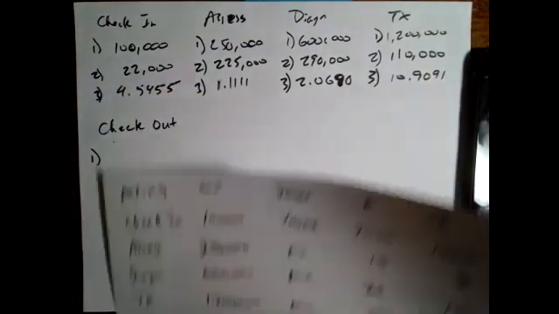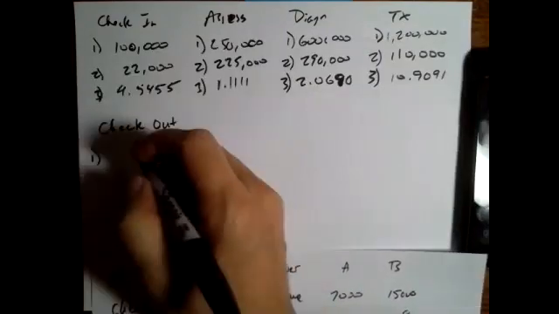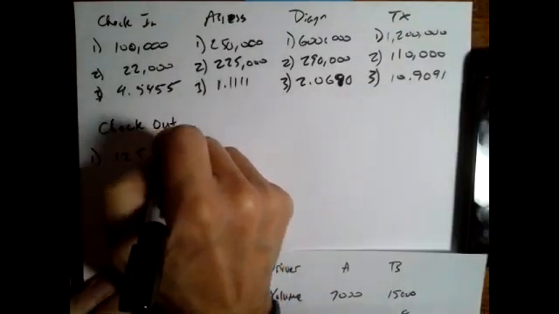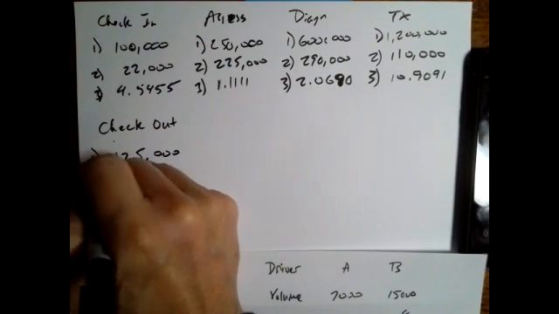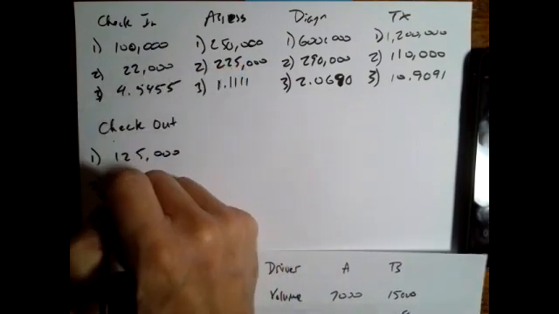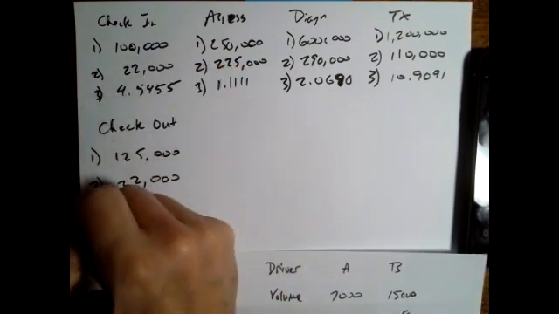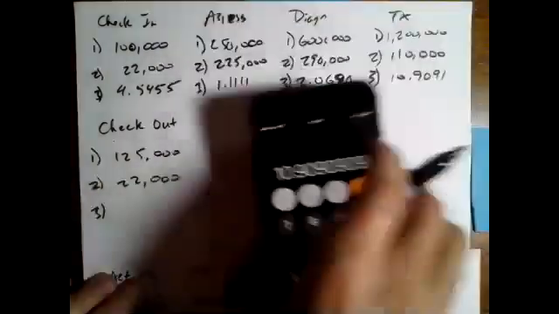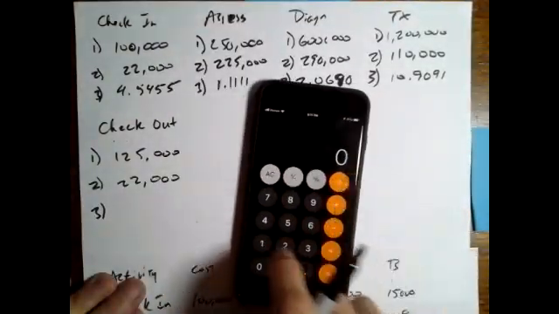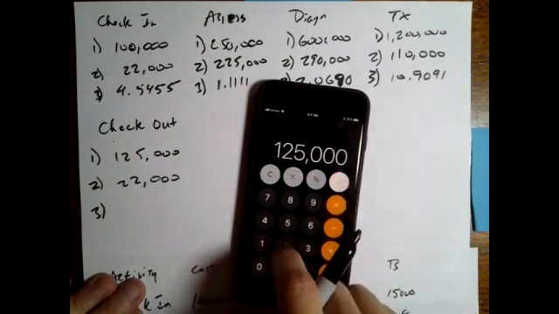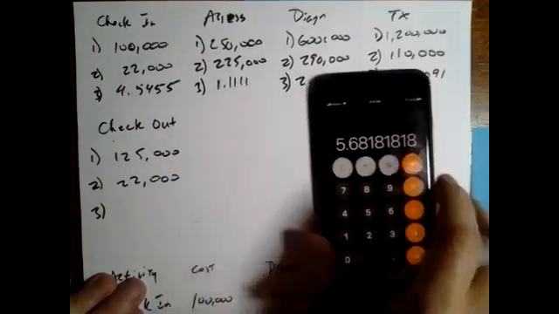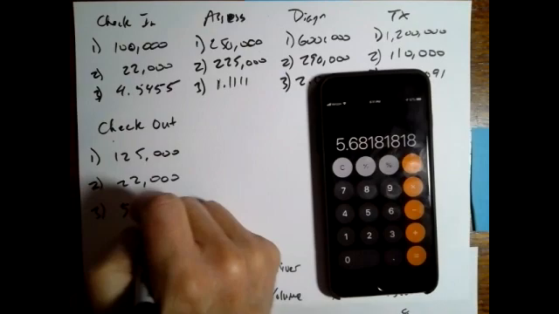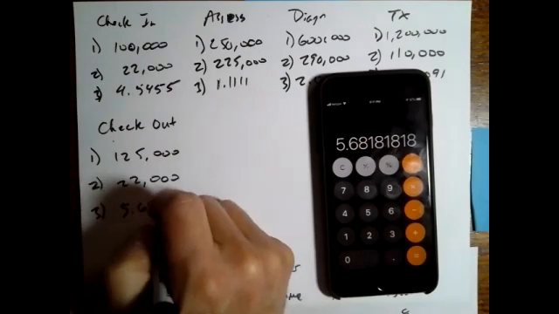Then we have checkout. The cost pool for checkout is 125,000. Checkout is based on the number of visits. That's the driver. Total visits is 22,000. It's the same as check-in. So for every checkout, the allocation rate is going to be 125,000 divided by 22,000, which is 5.6818.